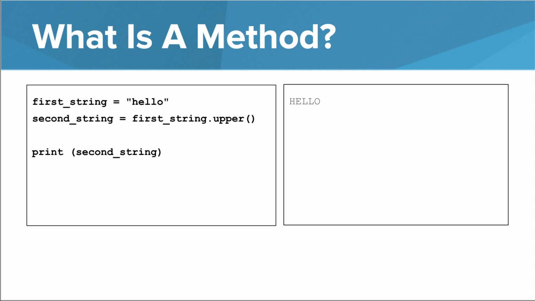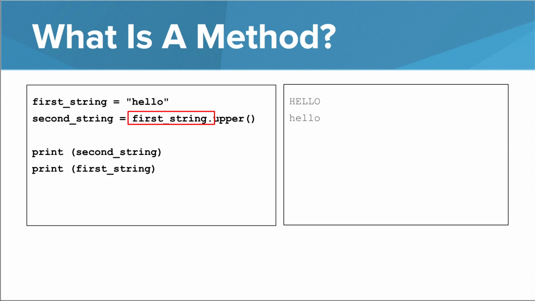Okay, let's run it. When we do, we see the original string hello in all uppercase letters. Notice that if we print the original string, it hasn't changed. It is only second string that has the capital letters. You can think of the method call in the second line like a call to a function that has a return value. What makes a method is the fact that you call it on a thing.